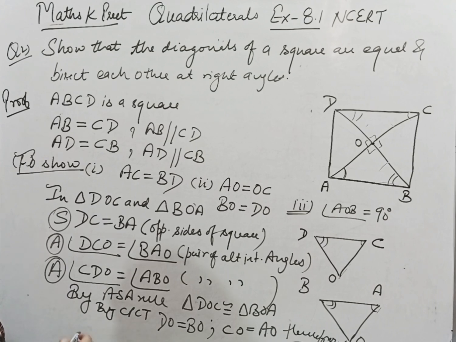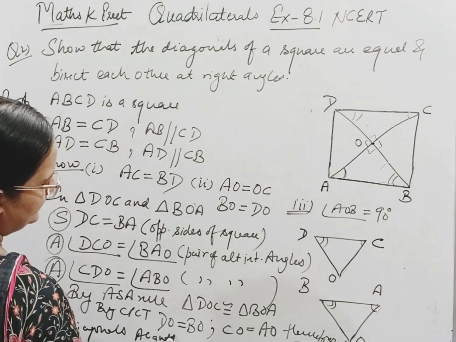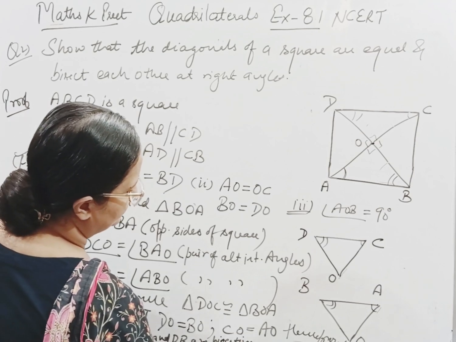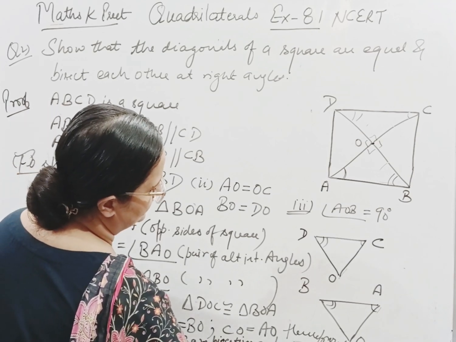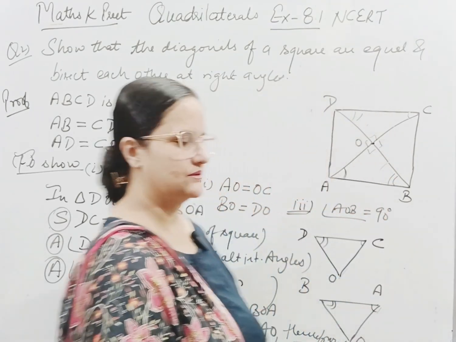So here you have to write in words: diagonals. Which diagonals? AC and DB are bisecting each other, hence proved. Try to write the language as it is given in the question.